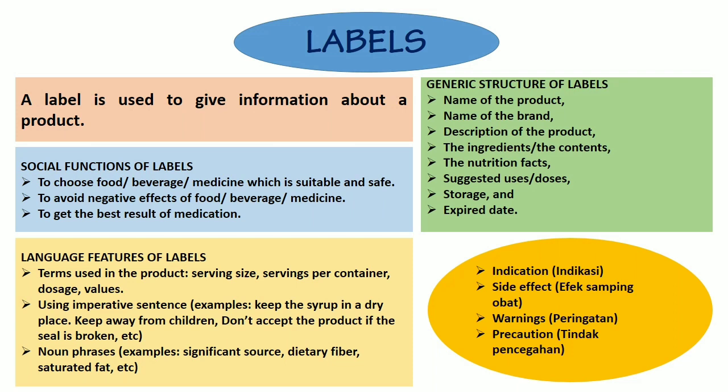Next, let's discuss the generic structure of a label. It includes name of the product, name of the brand, description of the product, the ingredients or the contents, the nutrition facts, suggested uses or doses, storage, and expired date. In some products, especially medicine, there are some additional parts added, such as indication atau indikasi, side effect atau efek samping, warning atau peringatan, and precaution atau tindak pencegahan.